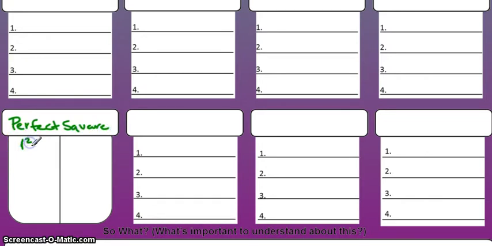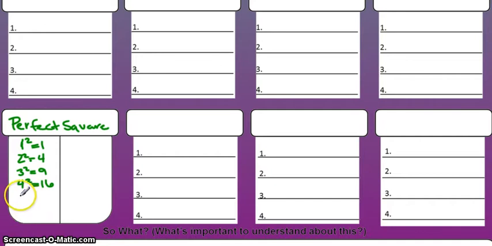Like 1 squared is equal to 1. 2 squared is equal to 4. 3 squared is equal to 9. 4 squared is equal to 16. Remember that the squared sign means we're multiplying it by itself. So 1 times 1 is 1, 2 times 2 is 4, 3 times 3 is 9, 4 times 4 is 16, okay?